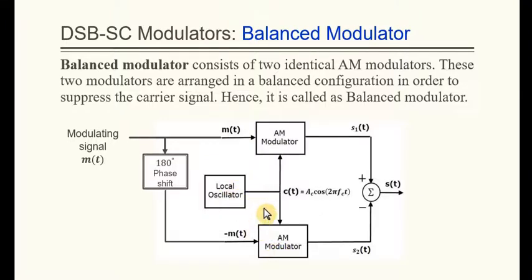And we have the local oscillator that is given to the two identical AM modulators. Here we produce S1 of t, and here S2 of t. Then we subtract S2 of t from S1 of t, as indicated here by the minus and here by the plus. Then the double sideband suppressed carrier, or DSBSC, signal will be generated as we said. Let us see the mathematical representation of this circuit diagram.